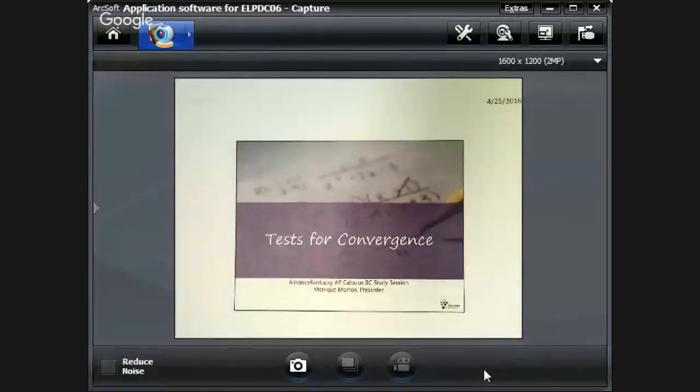So let's start by looking at a few things. I'm going to go ahead and screen share now on tests for convergence. So focusing first on series of constants, I would recommend determining whether the series of constants converges or diverges based on this order.